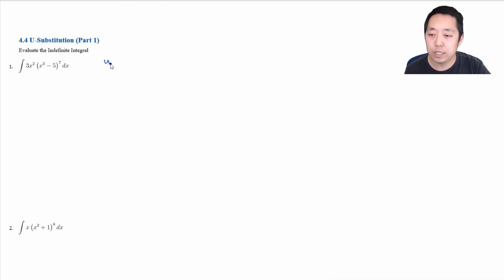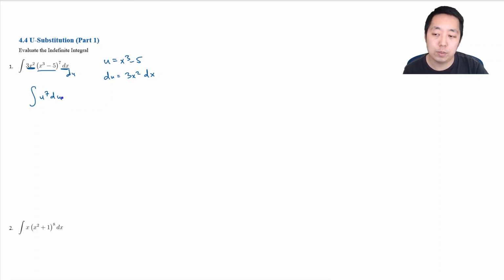So here, I'm going to say u is equal to x cubed minus 5. And we're going to use differentials. If you remember from our differential stuff, du is equal to 3x squared dx. That would be the differential for this. The whole goal is to replace all of the x's with some form of u. So, my 3x squared dx, I can replace with du. And this part, I can replace as u to the 7th. So this is really the integral of u to the 7th du.